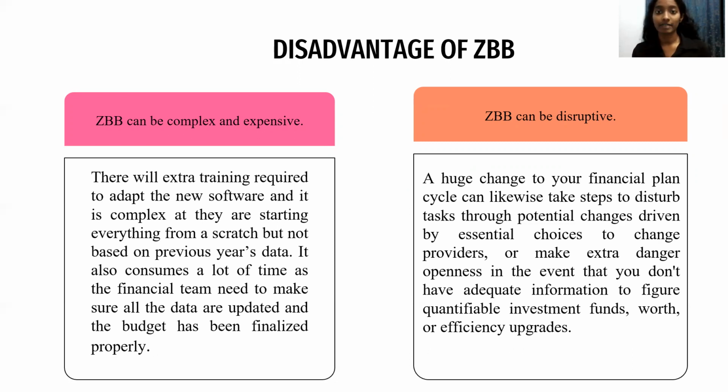The next disadvantage is that ZBB can be disruptive, when a huge change to the financial cycle can likewise take steps to disturb tasks through potential changes driven by essential choices to change providers, where there will be more dangers for the budget listing, because when the change occurs, of course, all the information or the figure quantified investments will be changed, where you cannot have efficiency upgrades.